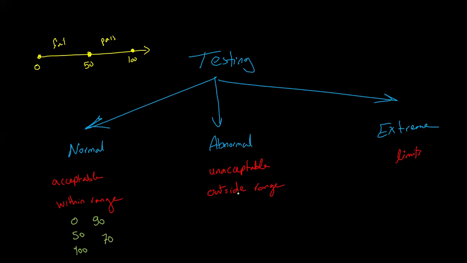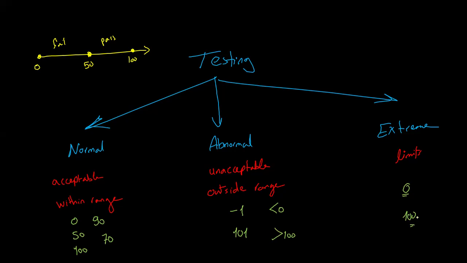Abnormal is not acceptable. Can you get -1 in an exam? No. Can you get 101? Of course not. So we have a specific range which is acceptable, and outside this range it is not acceptable. So less than 0 is not acceptable, and more than 100 is not acceptable. Extreme is the limit, the least value I will accept or the highest value I will accept, which is 0 and 100. This is the least value I will accept, and this is the highest value I will accept.